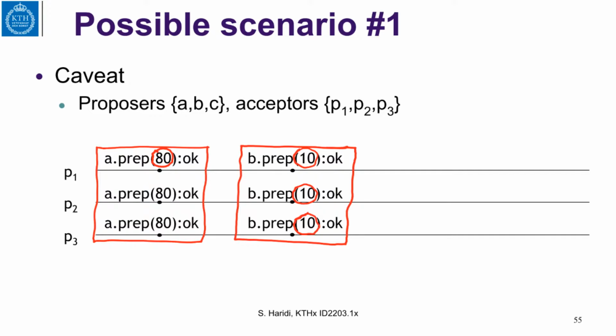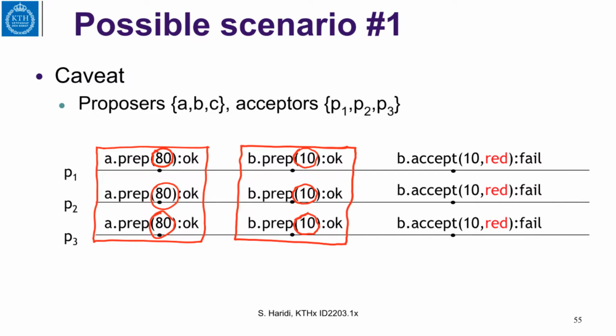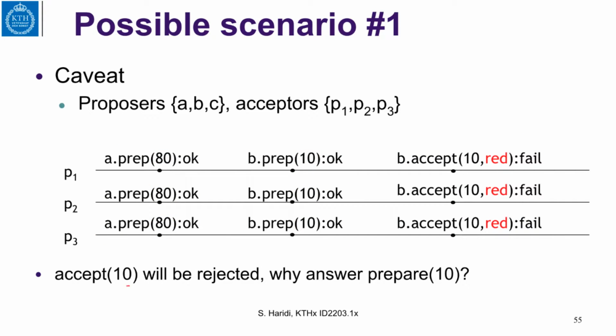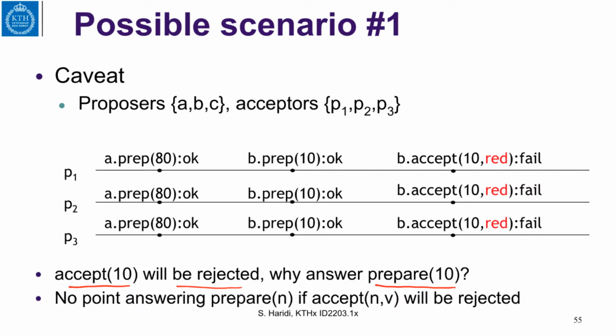But the acceptors have already promised not to accept any proposals less than 80. So whenever the second proposer B starts his accept phase, he will of course get a rejection. So the acceptor could have already at this stage notified B that his proposal will not get accepted. As we said here, accept 10 will be rejected. So why answer this prepare 10? You can send a negative acknowledgement, or you can just avoid it completely. So there is no point in answering a prepare 10 if accept 10 will be rejected.